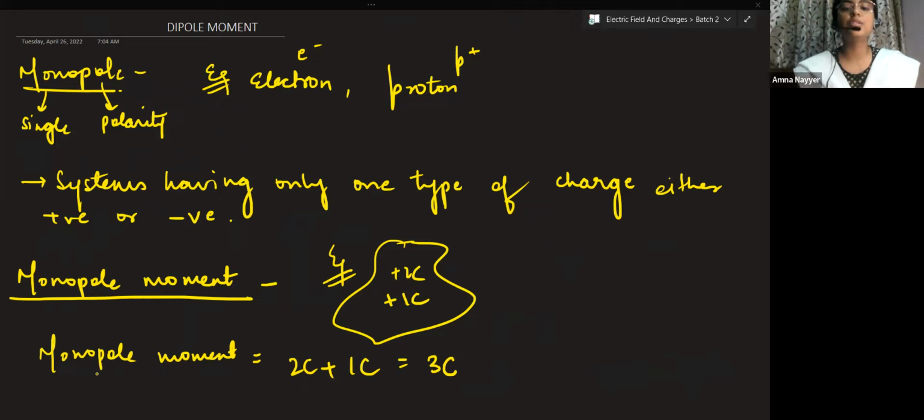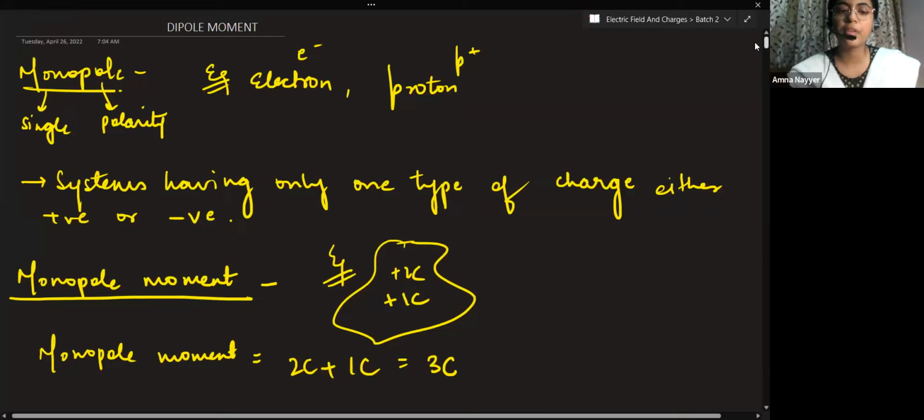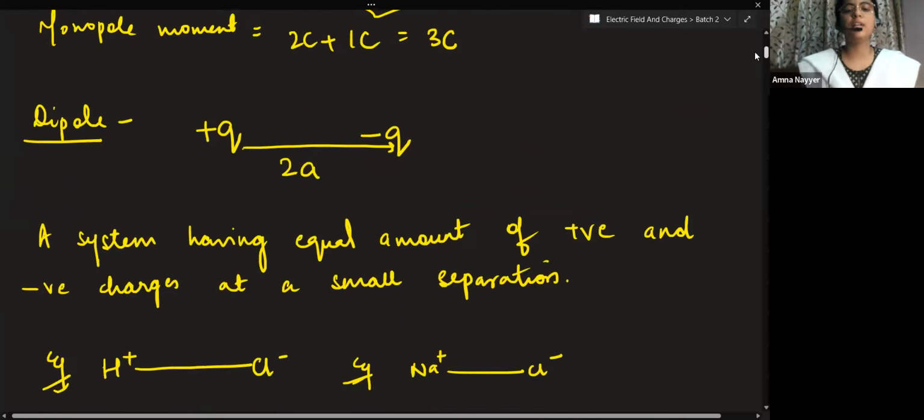Dipole moment gives you the strength of the dipole, whatever is the magnitude or the strength of the dipole. So it is calculated through this formula: if you have two charges plus q coulombs and minus q coulombs with a separation 2a between them, then you take either of the charges and multiply it with the separation between the two charges. That gives you the magnitude of the dipole.